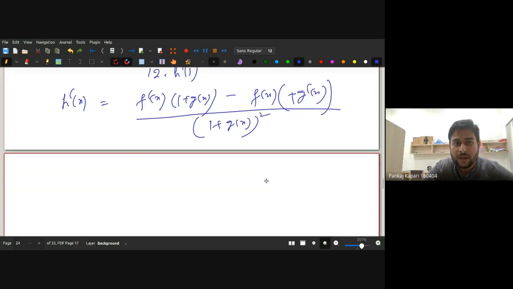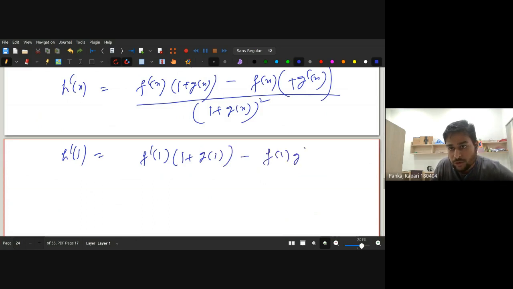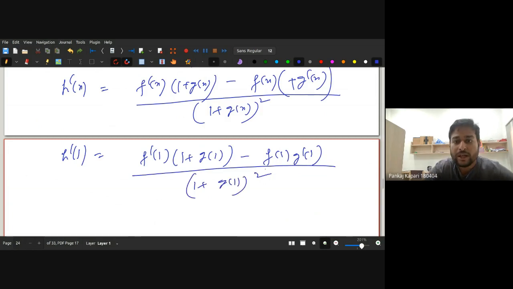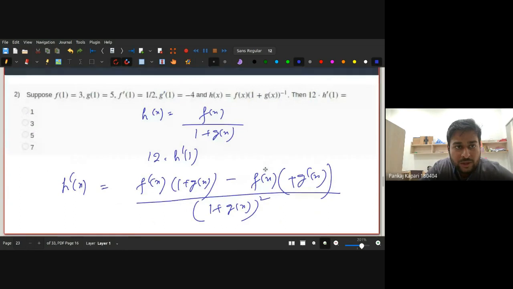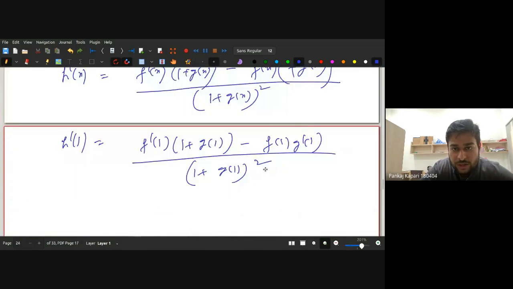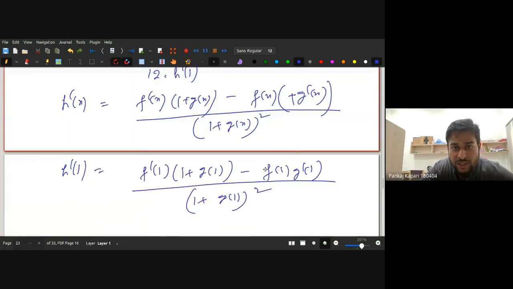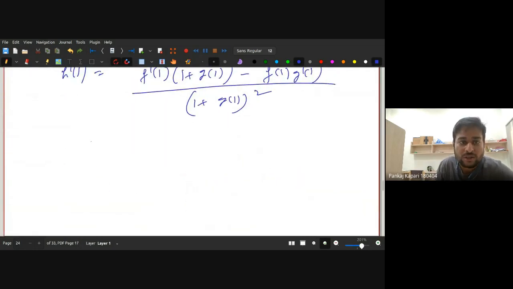And therefore what is h prime of 1? This is f prime 1 into 1 plus g of 1 minus f of 1 into g prime of 1 divided by 1 plus g of 1 whole square, right? And all these values are given. You can see that f of 1 is 3 and g of 1 is 5, f prime 1 is half, and g prime 1 is minus 4. So let's put all these values.